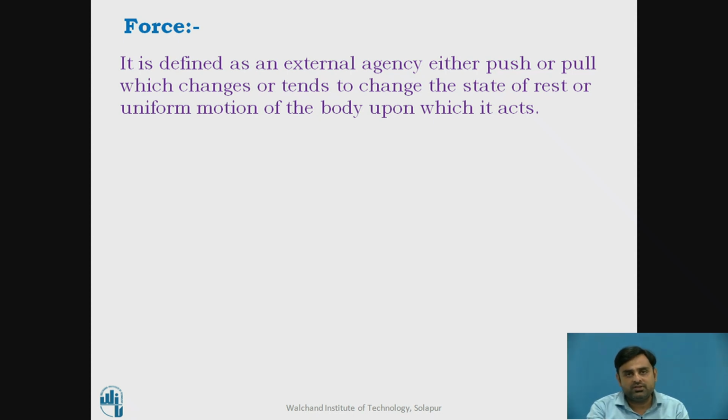So when the body is initially stationary, after the application of force it starts moving. This is nothing but the change of state of the body from rest to motion. It happens due to force, and force is applied externally. So it is defined as the external agency, and this force changes or tends to change the state of rest or uniform motion of the body upon which it acts. The unit of force is Newton or kilonewton.